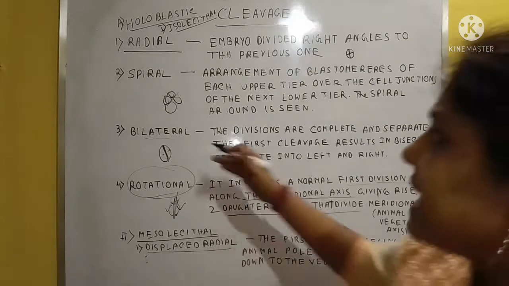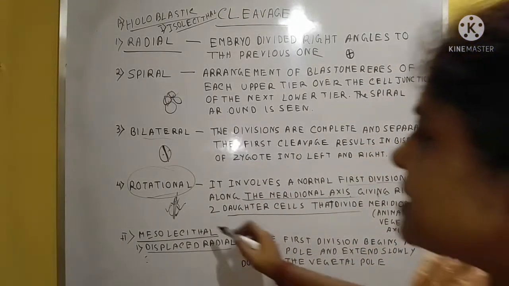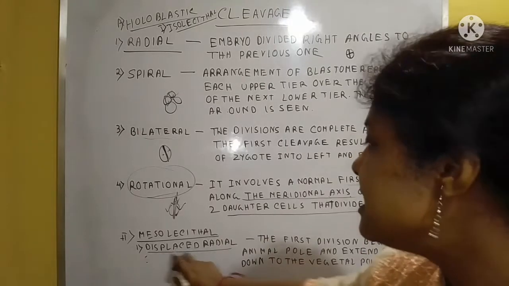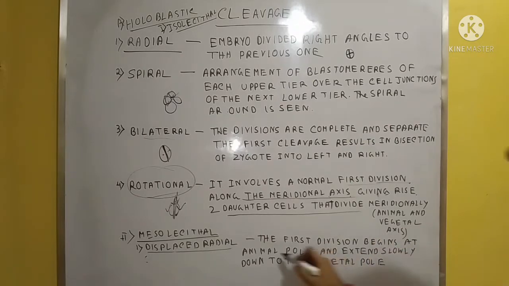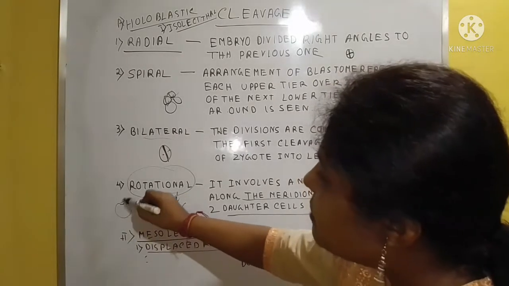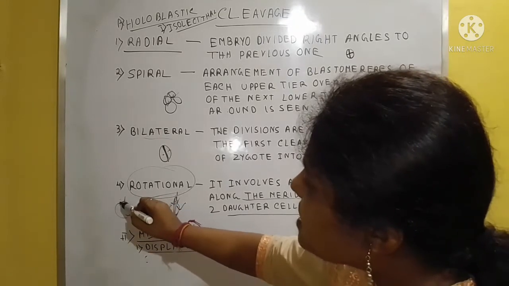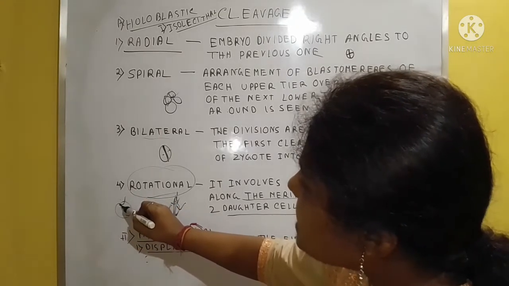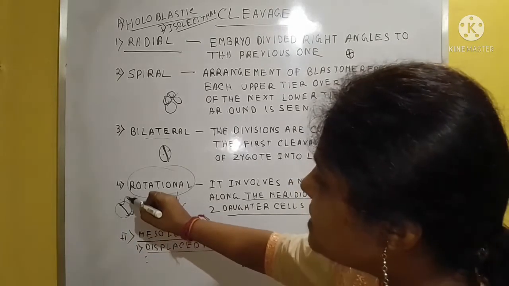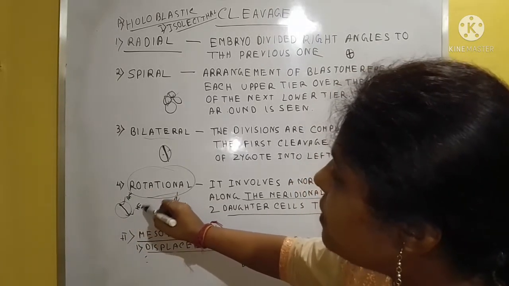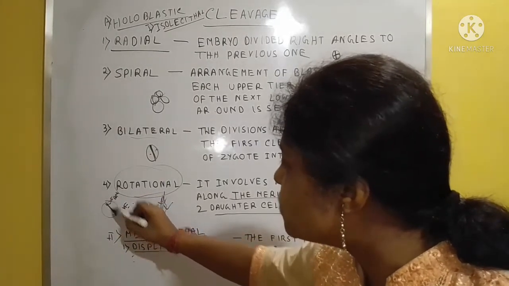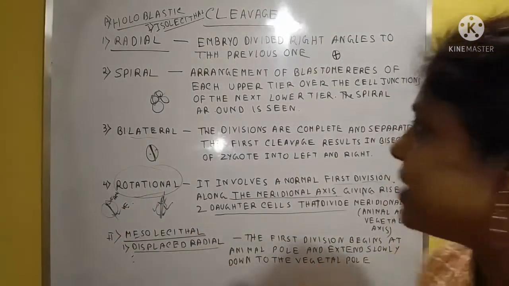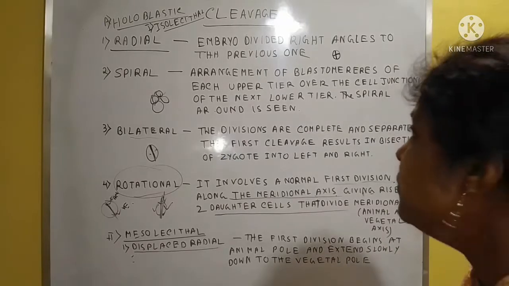Clear? Next is the mesolecithal, and under mesolecithal we learn the displaced radial. In displaced radial, the first division begins at the animal pole. With the animal pole and the vegetal pole, the division starts from the animal pole and slowly extends down to the vegetal pole. So this is the displaced radial pattern. Another pattern we learn after that.